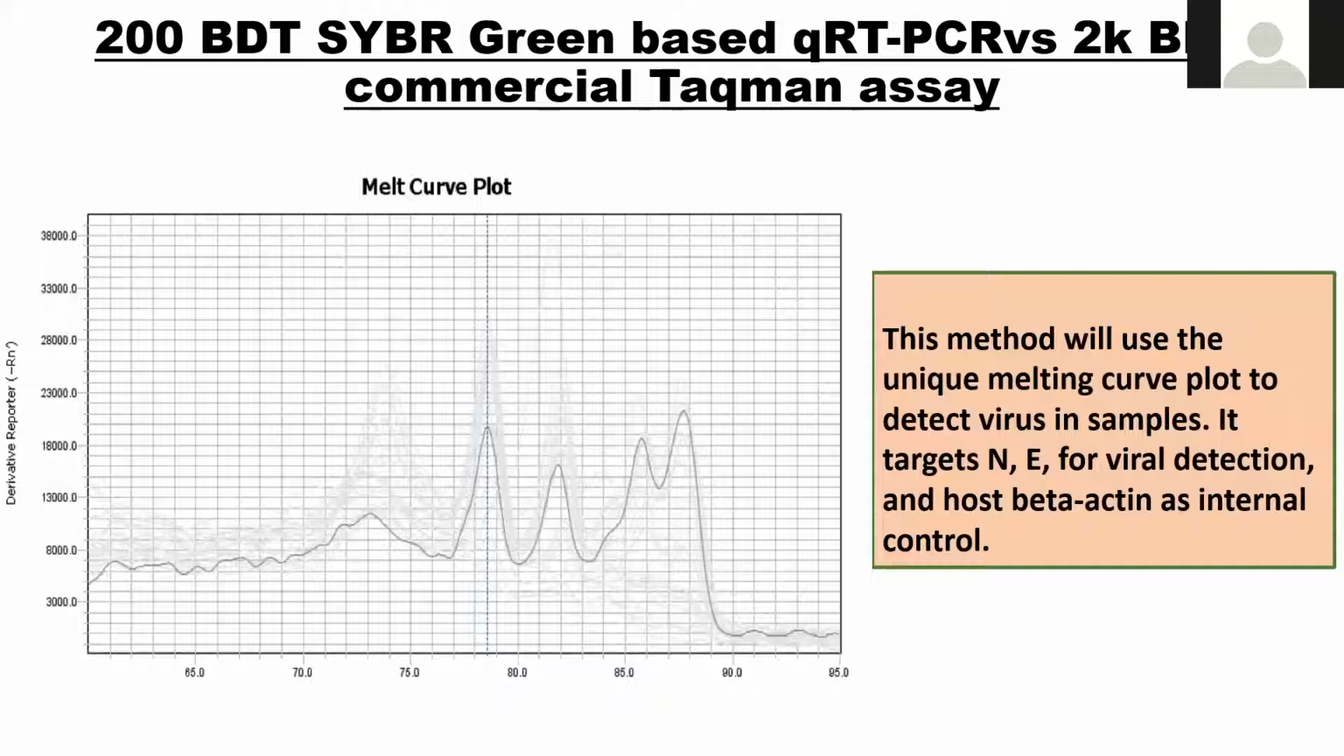We use the SYBR Green-based qPCR technique, and we developed a melting curve-based identification of this virus. And it costs less than 200 taka in Bangladeshi taka. We use target genes N and E for the viral detection, and the host gene beta actin as an internal control.